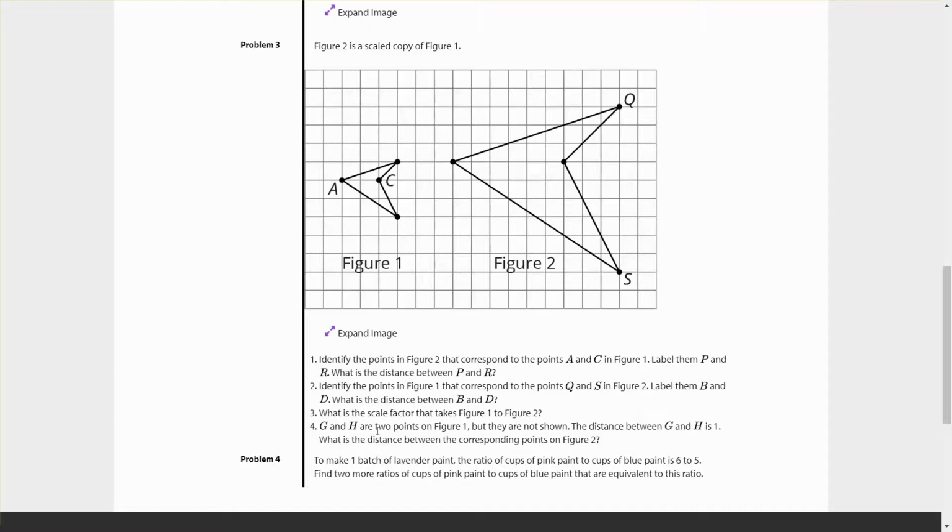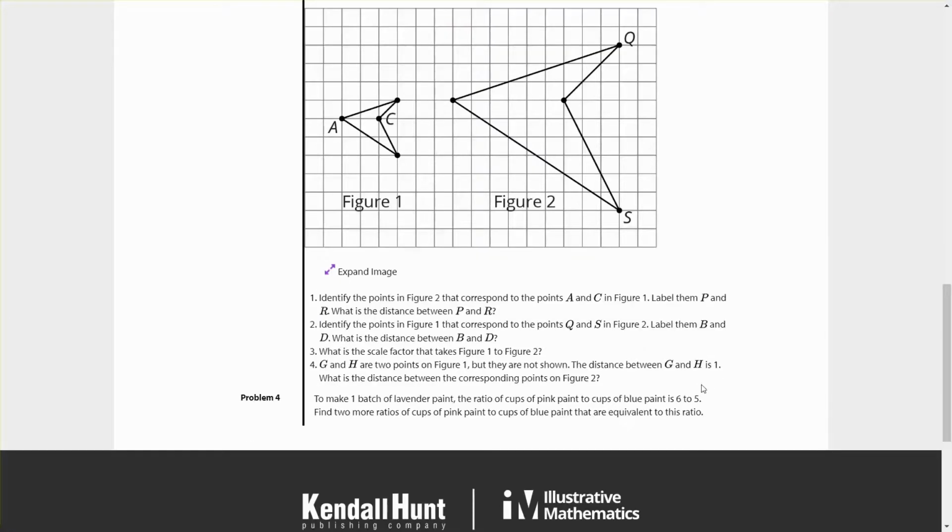And then it says here G and H are 2 points on figure 1, but they're not shown. The distance between G and H is 1. What is the distance between those same corresponding points in figure 2? For this, I suggest you just put G and H on here and kind of recognize that if the scale factor you said in 3 is correct, you should be able to answer that question with number 4, because if you put them here, they would be here, and they would obviously be further apart because they're on a larger version of that. All right, and last question here.